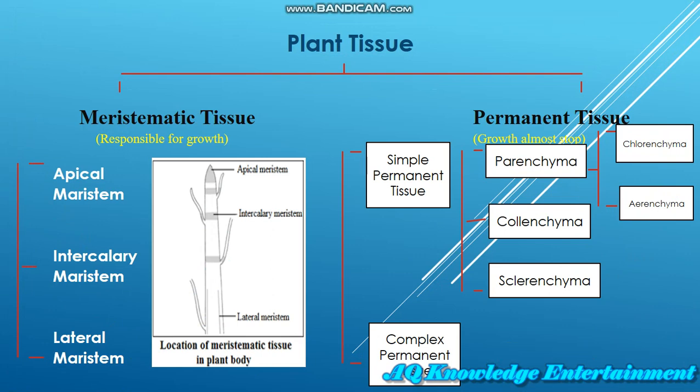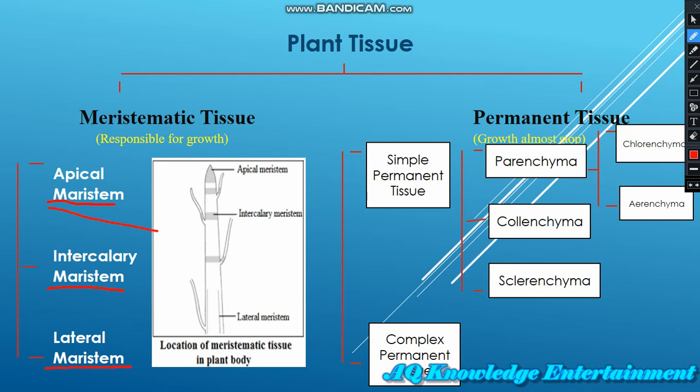Depending on their location, there are three types of meristematic tissue. The first one is the apical meristem. The second one is the intercalary meristem and the third one is the lateral meristem. You may be thinking I have just changed the order, but it does not matter; we only care about the content inside it. If the order changes, there's not a problem.